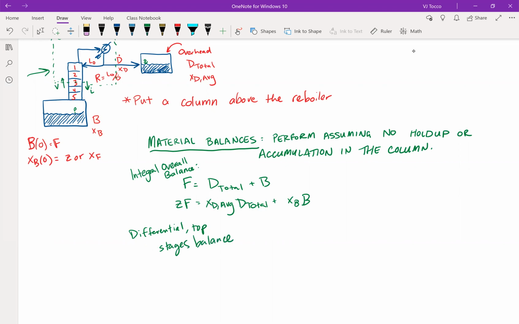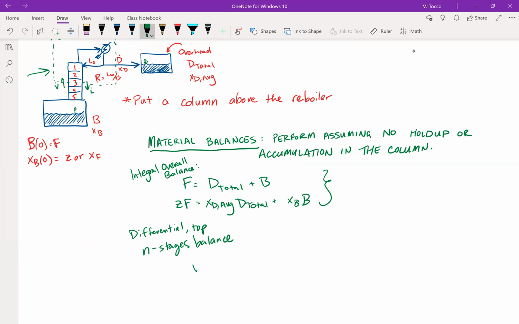This is going to help us derive the other equation that we'll need. So once again, of these 6 variables, we'll need 3 of them. Typically we'll know what F and z are, and we'll have one more specification out of xD average, D total, xB, and B. So the differential top n stages balance would look like this.